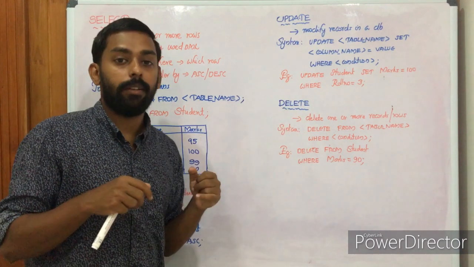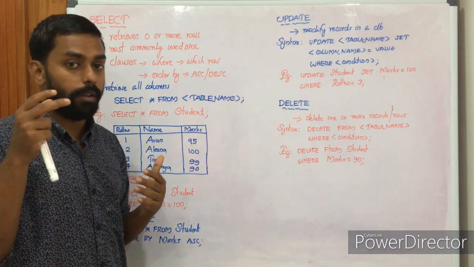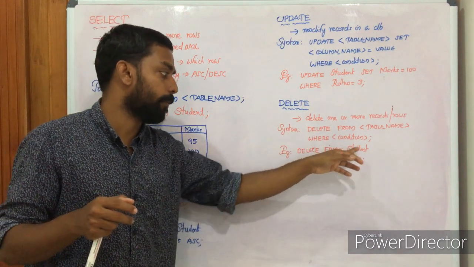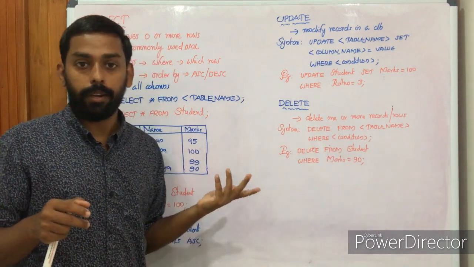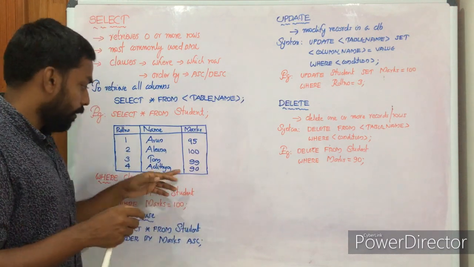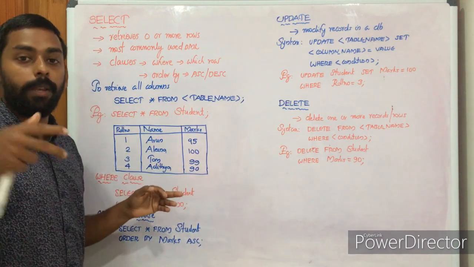Then delete is used to delete one or more records from a table. Here is the syntax and example: delete from student where marks equal to 90. Delete from student where marks equal to 90. That is, for Aditya, 90 will be deleted.